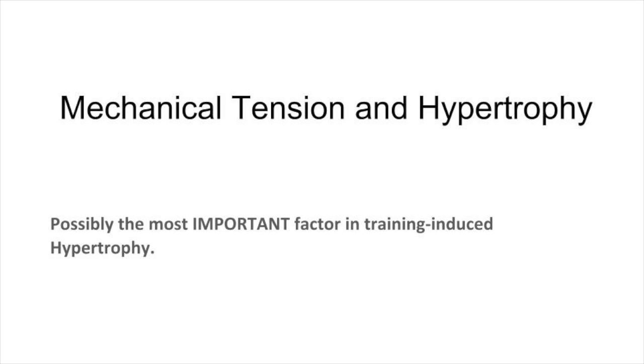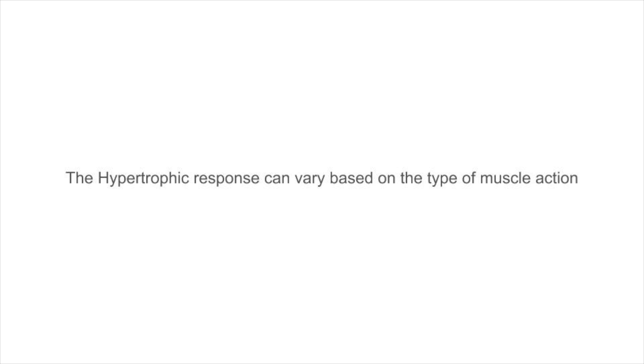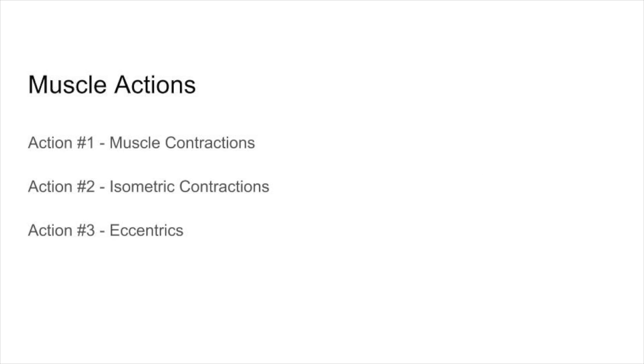Now, we're going to dig into what's so magical about mechanical tension and why it's possibly the most important factor in muscle hypertrophy. The hypertrophic response can vary based on the type of muscle action. There are three specific actions a muscle can perform. 1. A concentric contraction. 2. An isometric contraction. And 3. An eccentric contraction.